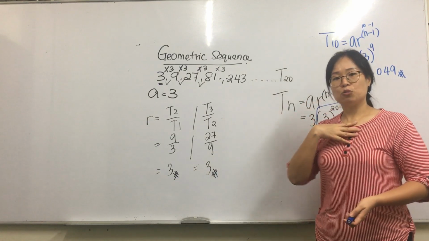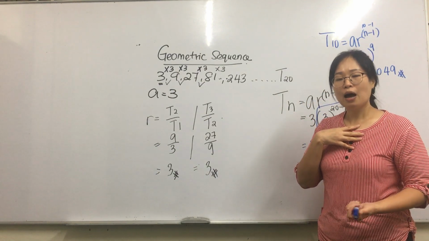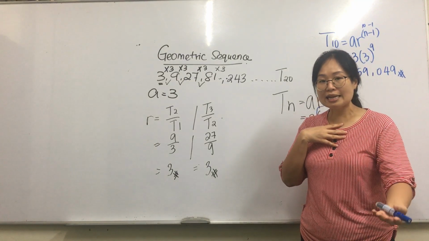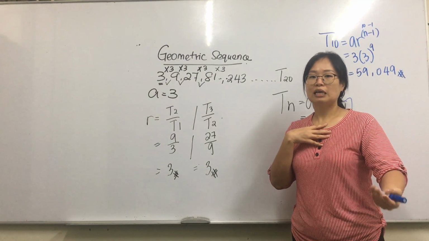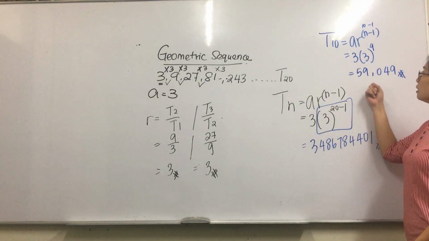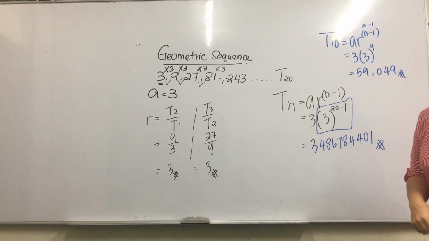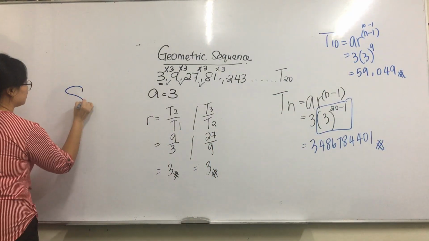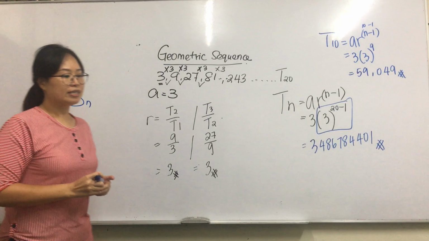My salary now is 1,000. 2 kali ganda, how much? 2,000, right? So this is how you get it. 3 kali ganda, 3,000. Okay? So this is how you find the sequence, the term. So in a sequence, you find about the sum as well. Okay? The sum here.